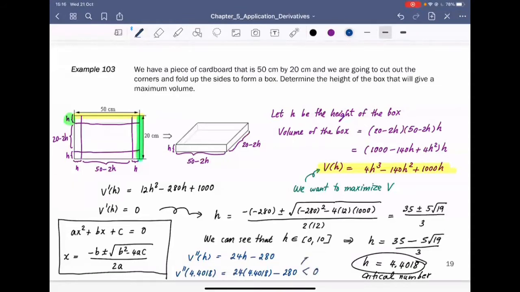So that means 4.4018 here gives us the maximum. I ran out of space, but it gives us a maximum because the second derivative is negative, right? When the second derivative is negative, that means at that point you get a maximum. So the answer is going to be h equal to 4.4018. Does it make sense?